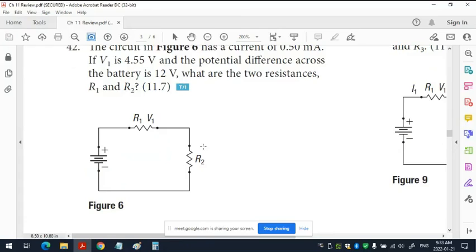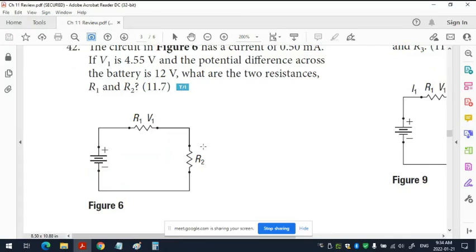V section equals I section times R section, right? So V circuit equals I circuit times R circuit. What's the V of the whole circuit? 12. What's the I in the whole circuit? 0.5 milliamps. Can you right now calculate the resistance of the entire circuit? Yes, V over I. That will not give you R1 or R2. That will give you the combination of both of them.